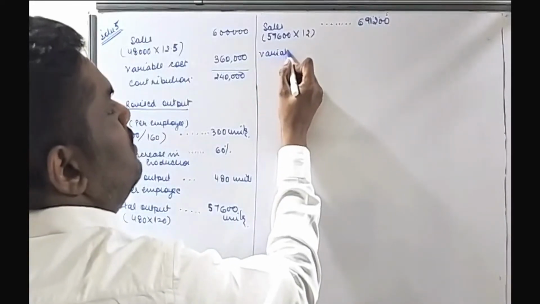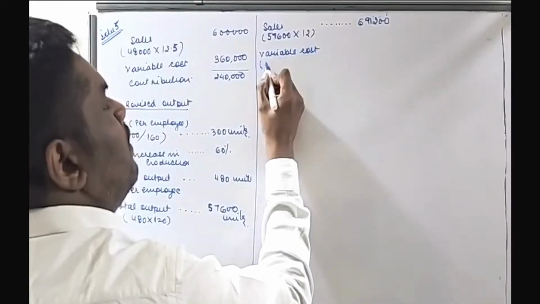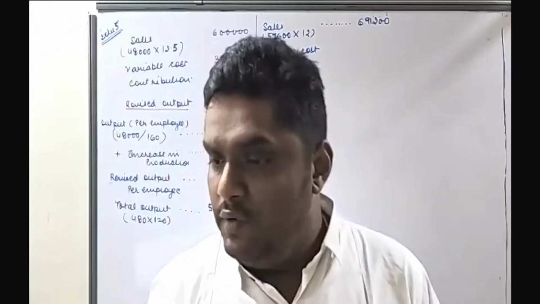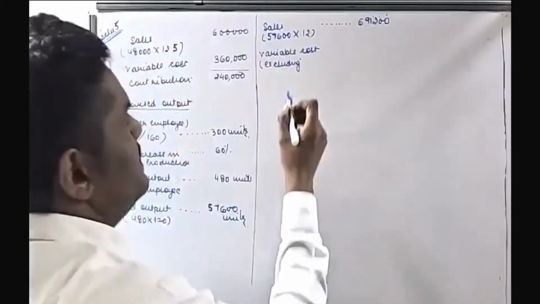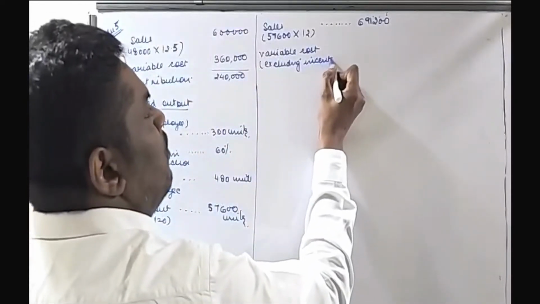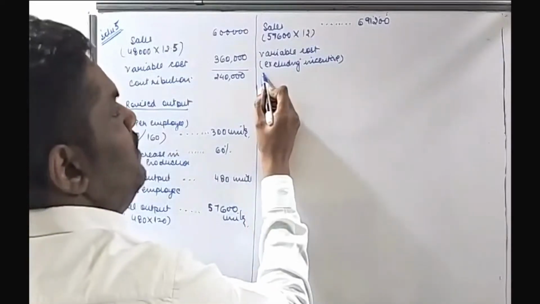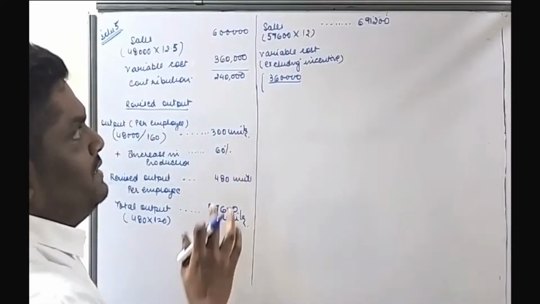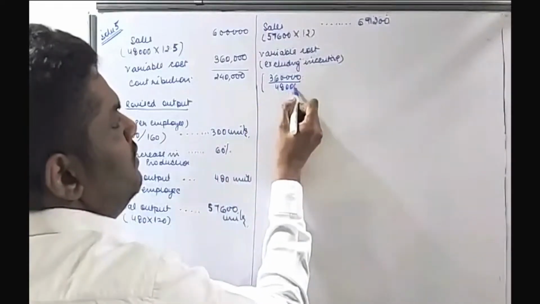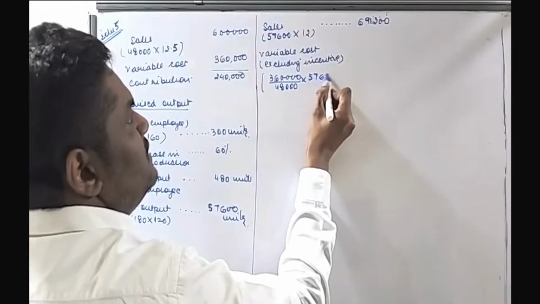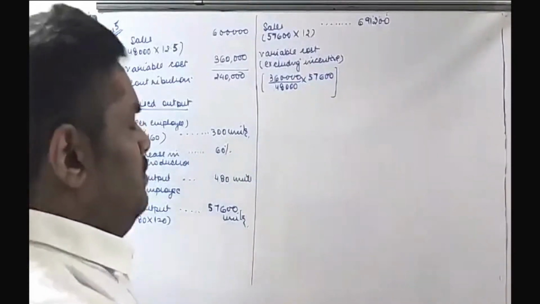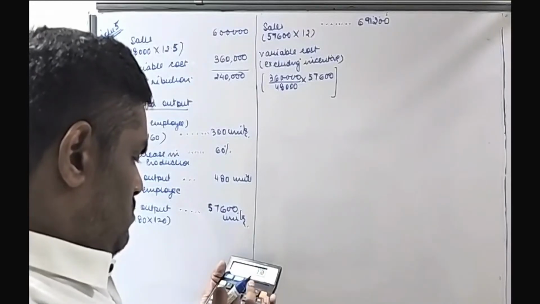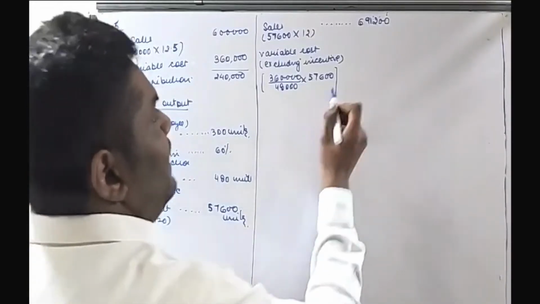Now variable cost, excluding incentive. They have used the word incentive, so excluding incentive. When talking about variable cost, 3,60,000 is the variable cost excluding incentive, for 48,000 units. So for 57,600 units, how much? 4,32,000.